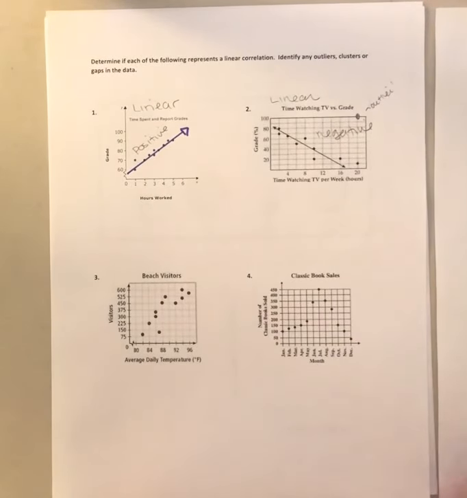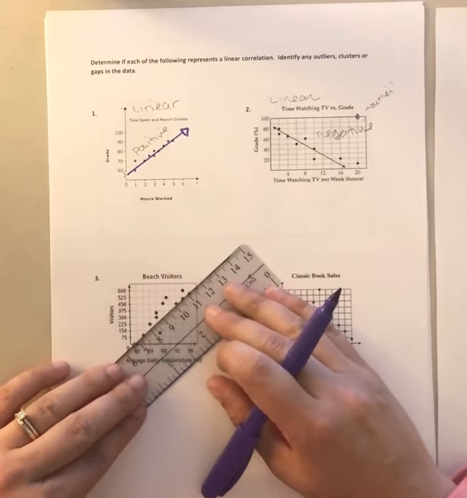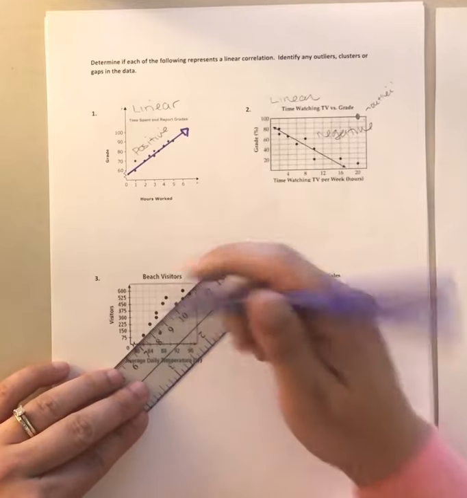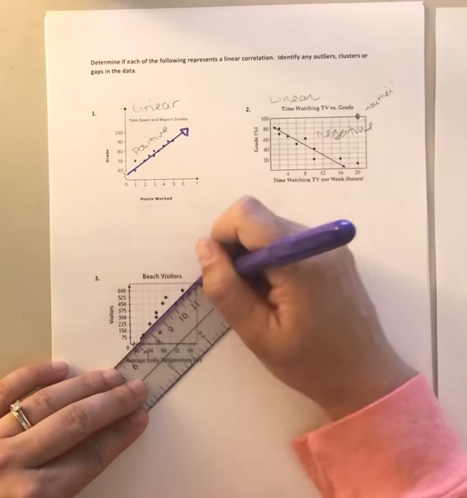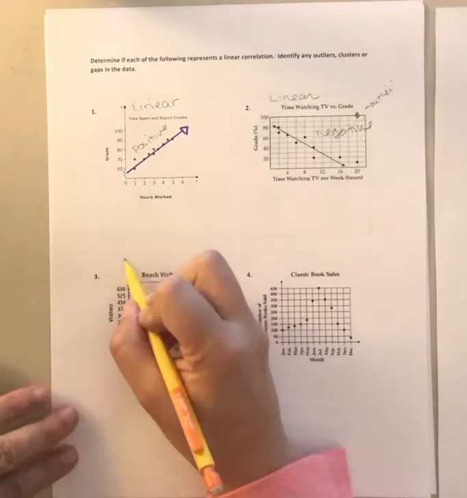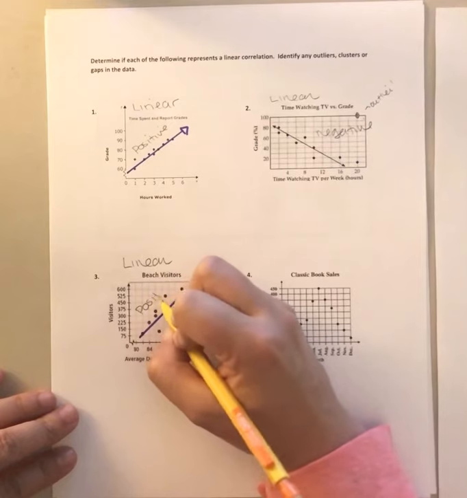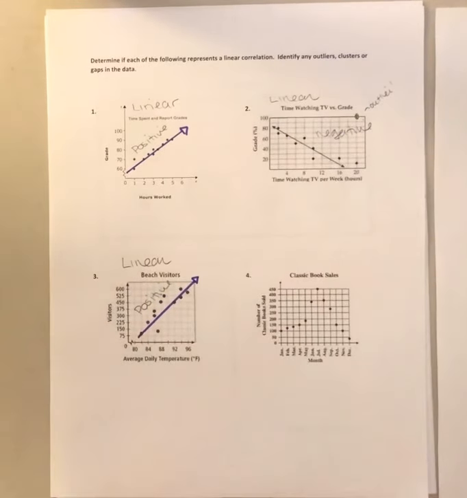All right, number 3, we are looking at the average daily temperature and the visitors at a beach. I think this one's got a nice positive trend here. I'm going to draw myself in a nice linear trend line, and I'm going to say, yep, this is linear. And it's definitely positive. I don't really see any clusters. I don't really see any outliers.